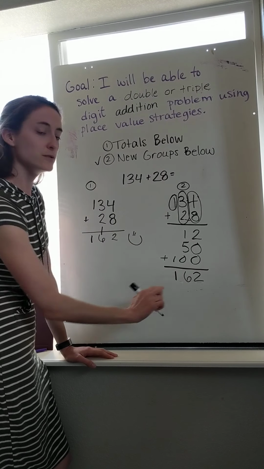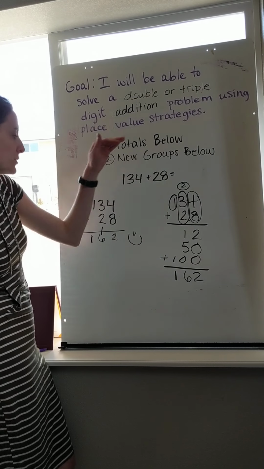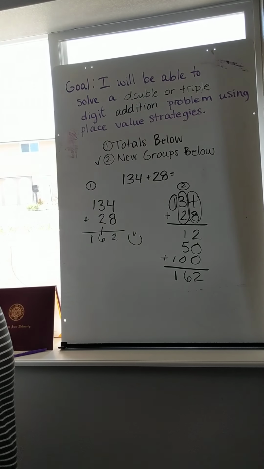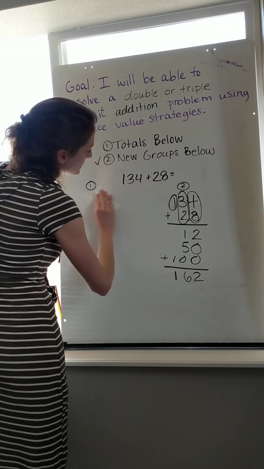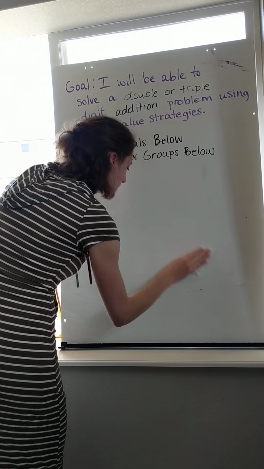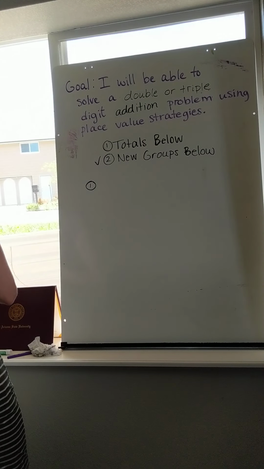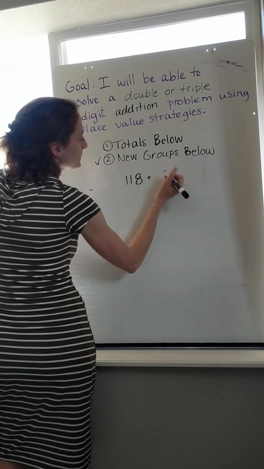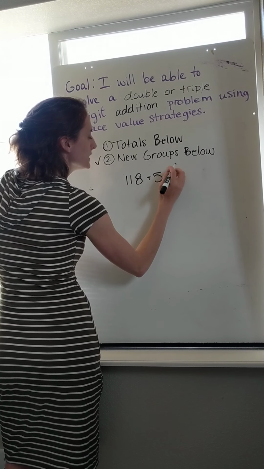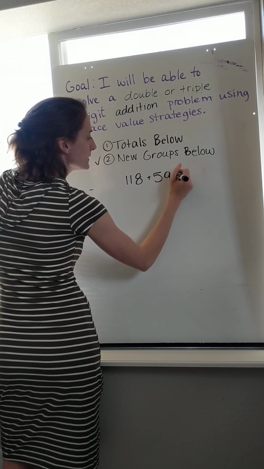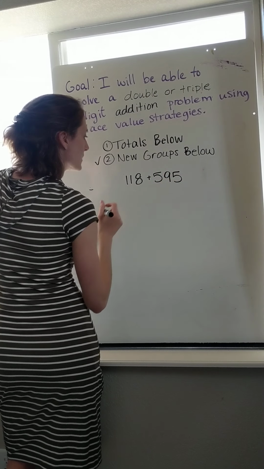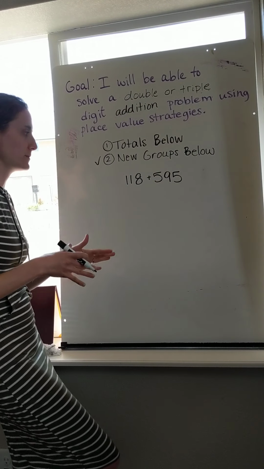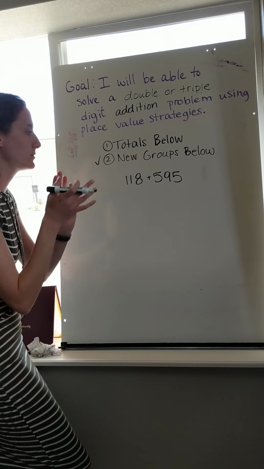I proved it by showing you 2 different strategies, but they're both vertical. So they're both where you stack the numbers to add them. I'm going to show you another one, just with slightly different, larger numbers. So let's see. You might see something like this in your work today. It's 118 plus 595. Okay, so I look at these and I'm not intimidated by the big numbers because I can break these numbers down into smaller numbers and find the totals one at a time.